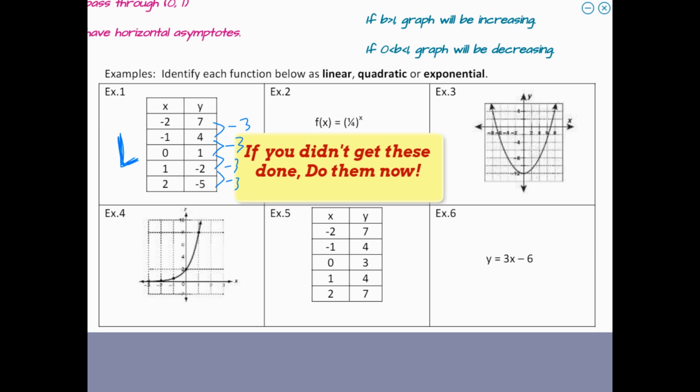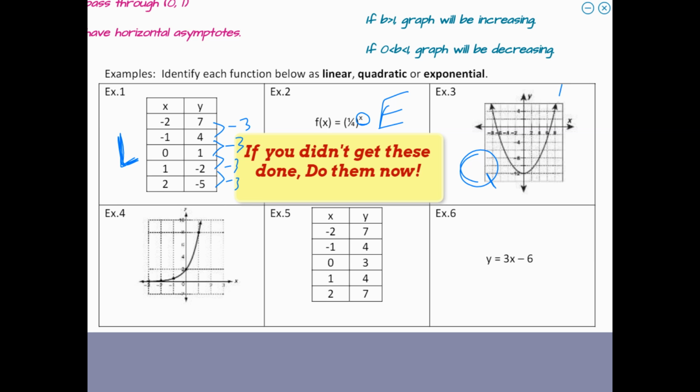Example 2. What type of equation is that? It is exponential. The x is your variable, so the x is your exponent. Okay, the variable is in your exponent spot, so that makes it exponential. What about the third one? Quadratic. Why? Because it's U-shaped, right? It's that parabola. It's U-shaped, and the Q always needs a U.